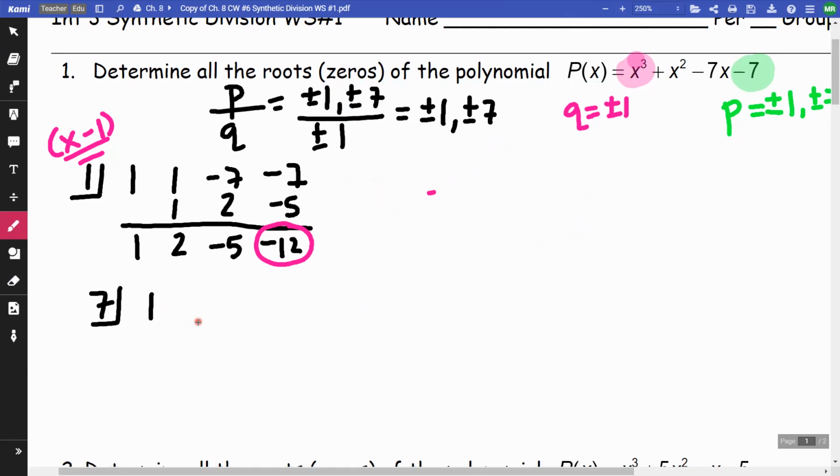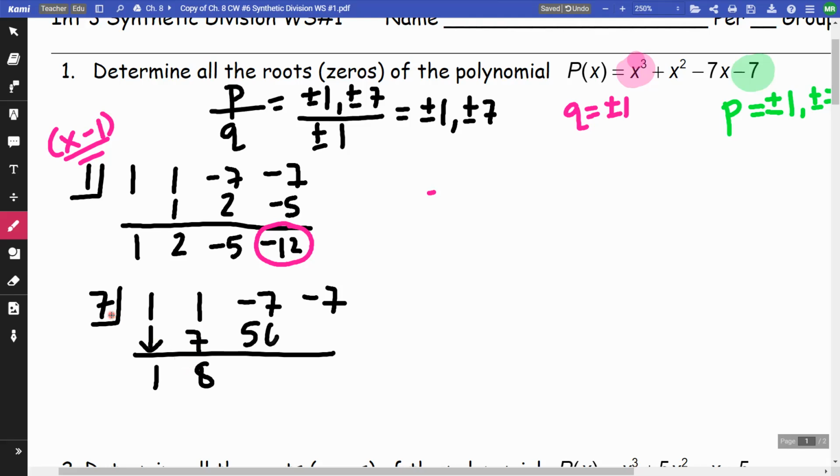So I have 1, I have 1, I have -7 and a -7. Okay, I bring down this 1. 1 times 7 is 7. I add these together, I get an 8. This is not looking like it's going to work. 8 times 7 is 56. I add that together, I get a 49. I'm definitely not going to get a 0. Let's just see. 49 times 7 is 343. Minus 7, when I add my -7 and 343, I get a 336.